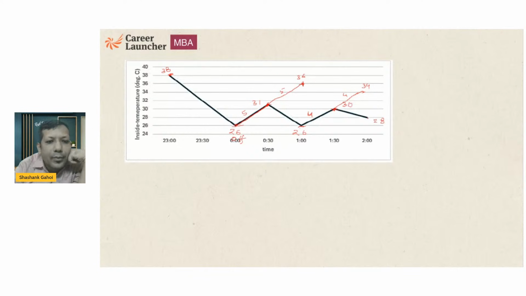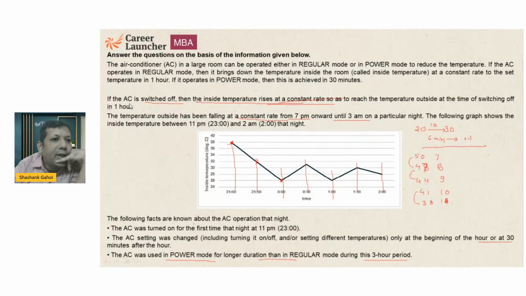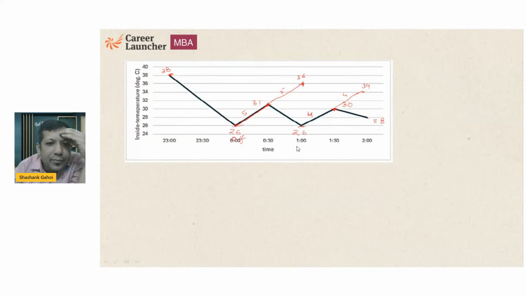Oh, one minute. When the AC is switched off, then the temperature starts rising, switching off after 1 hour. Okay. So I got the mistake that I have made somewhere. It is trying to reach the equilibrium point in 1 hour.